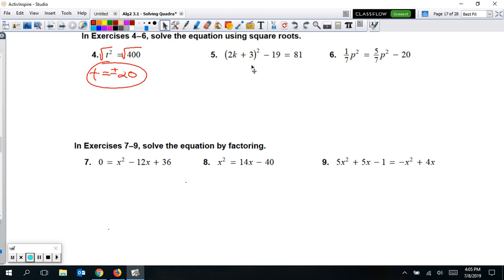All right, let's see if I do a little better on number 5. So the first thing we want to do on number 5 is we want to get this parenthesis with the square by itself. We need to move the 19 to the other side.